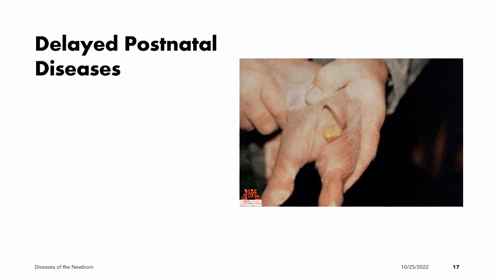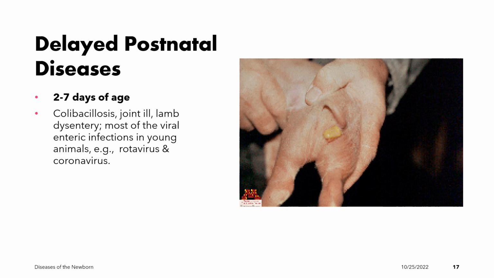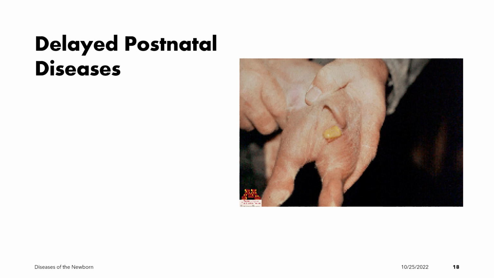We also have the delayed postnatal diseases. So this occurs 2 to 7 days after birth, or 2 to 7 days of age. Examples under this are colibacillosis, joint ill, lamb dysentery, and most of the viral enteric infections in young animals such as rotavirus and coronavirus. In piglets specifically, we have the condition known as neonatal colibacillosis.